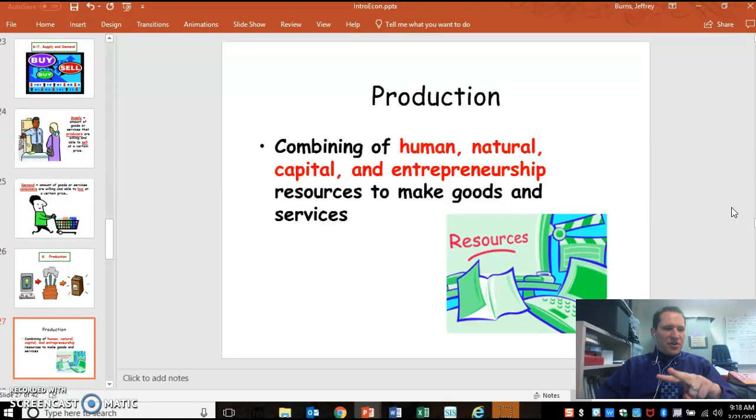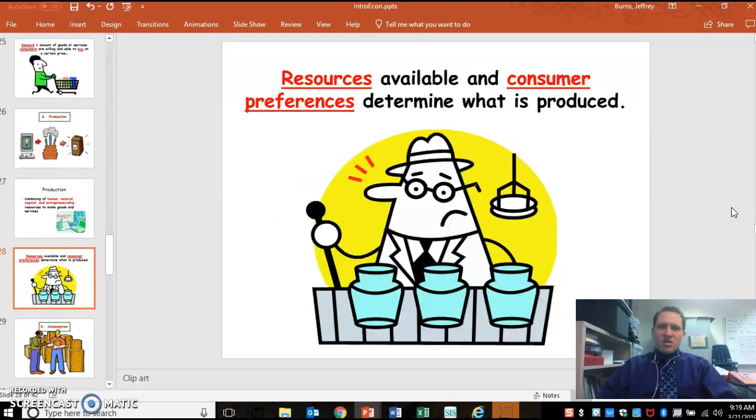There's a couple things that determine what is produced. Obviously, resources available, if they can get resources at a cheap price, and what people want, consumer preferences. If there's a demand for it, consumer preferences is demand. So if they have resources available and they can get those at a cheap price and there's demand, then they will make it. If there's no demand or resources are hard to come by, you'll have to find something similar or from a different business or a different country to get that. Maybe we won't produce it here.